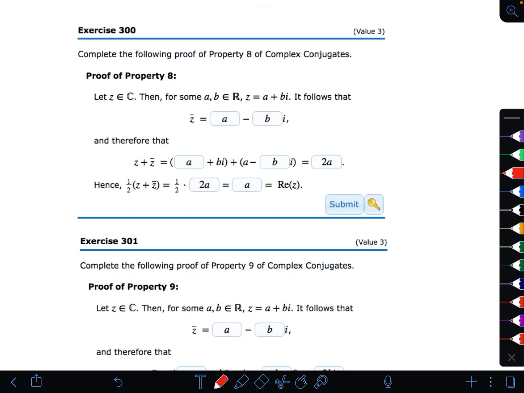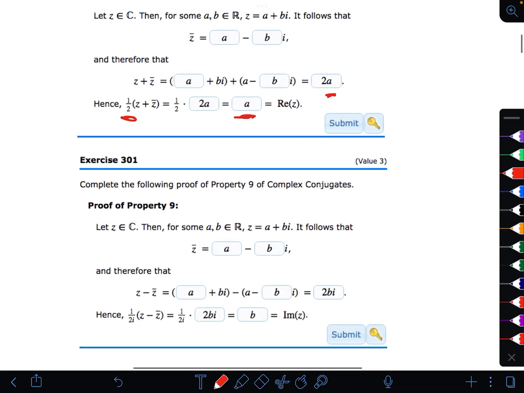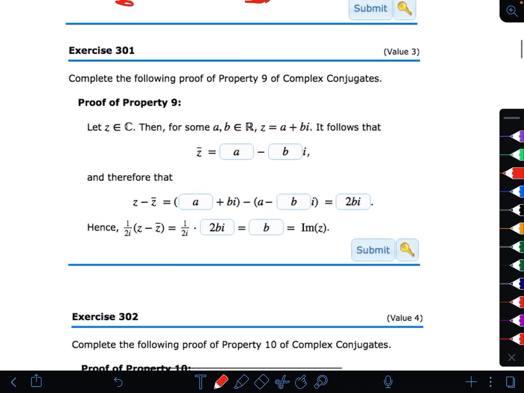On exercise 300, this is simply a proof that whenever you take the sum of a complex number and its conjugate, you're going to be left with just the real number portion when you take 1/2 of it, because obviously the sum is going to be 2 times a, so 1/2 of z plus z bar is going to equal a. And exercise 301 does a similar thing, except now it's with differences.